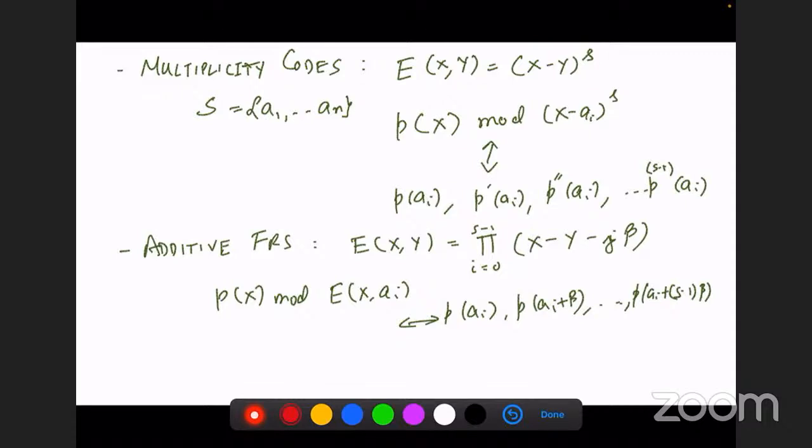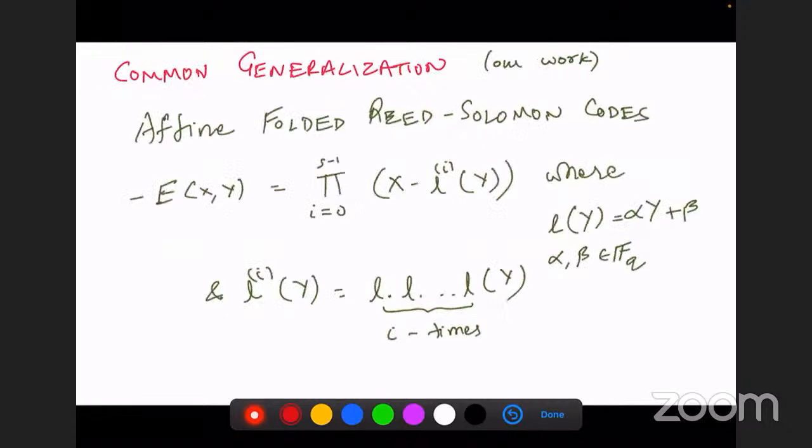But of course, a polynomial ideal code need not have this nice factorization into linear factors. The bivariate polynomial E(X,Y) could be irreducible. But these are just some examples. And in our work, we define a common generalization of all these examples that we saw earlier, and it very nicely unifies all the results we knew about list decoding capacity prior to this work.